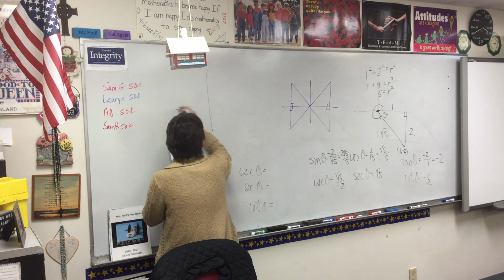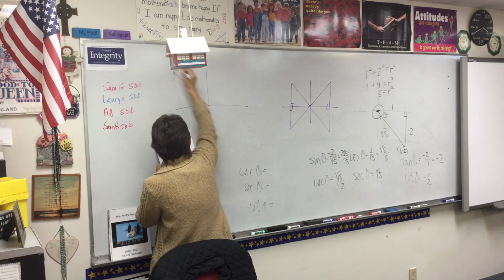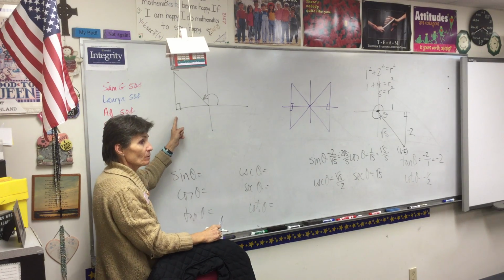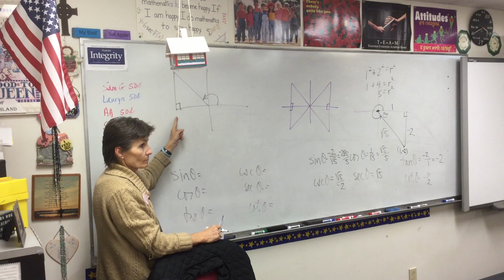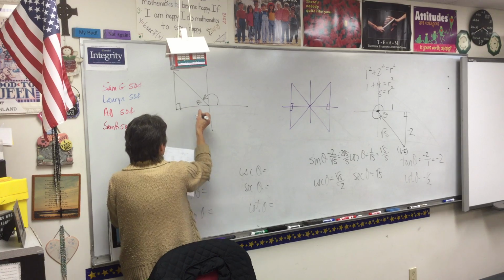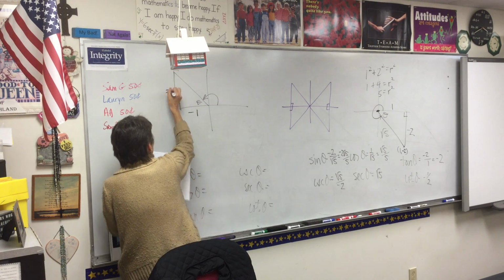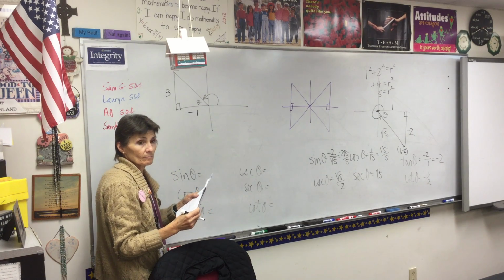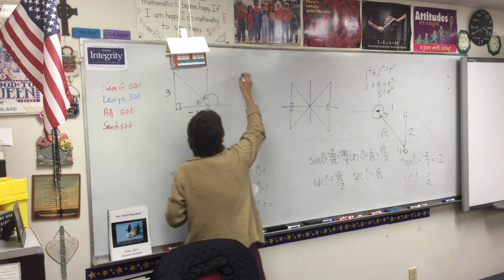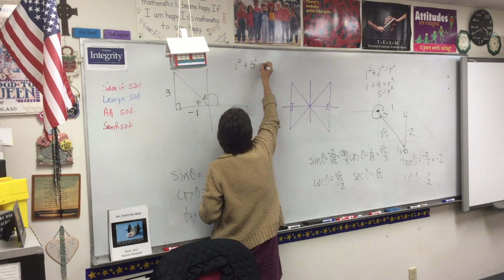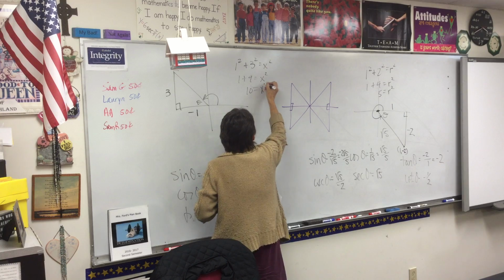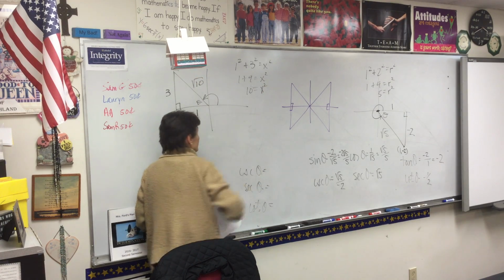Here we go. This time we are in quadrant 2. So that's going to be my triangle, right? Remember the butterfly bow tie. What do I know? I know x is negative 1 and y is 3. Hypotenuse, 1 squared plus 3 squared equals r squared. Did you get root 10? Yes.